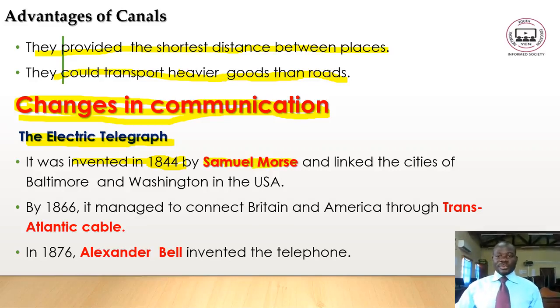And he linked the cities of Baltimore and Washington in the USA. So we see that the telegraph was invented in the USA, and it linked Baltimore and Washington. By 1866, it managed to connect Britain and America through the transatlantic cable. So they put a cable.